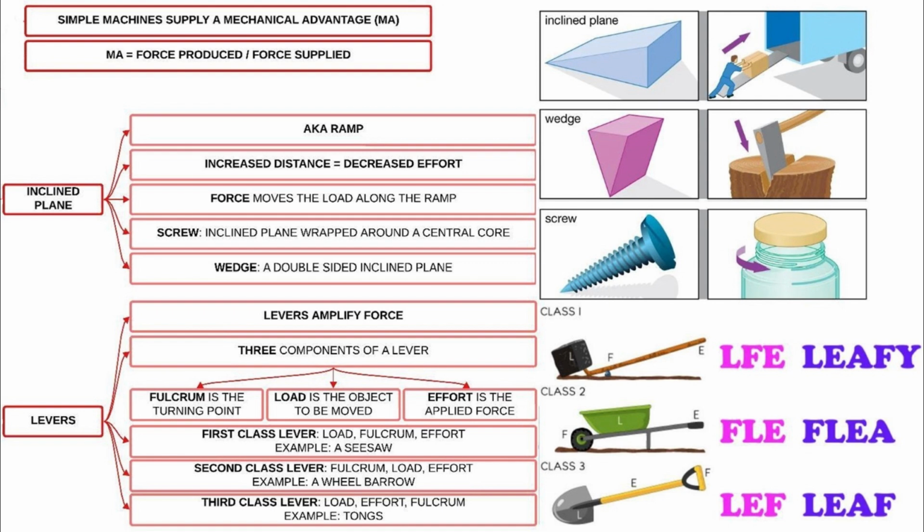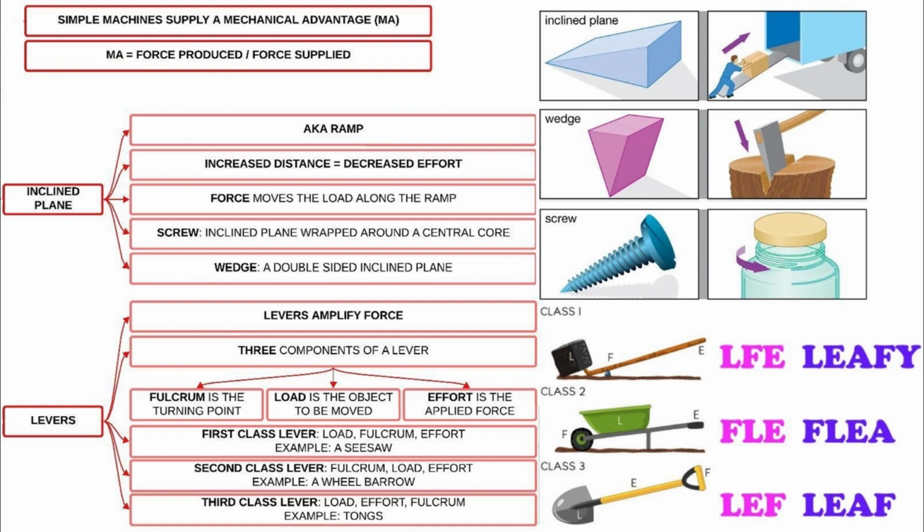The first one is an inclined plane, also known as a ramp. By increasing the distance, we decrease the effort required, or the force has to move along a greater distance. The force moves the load along the ramp. Screws and wedges are types of inclined plane. Then we come to levers.